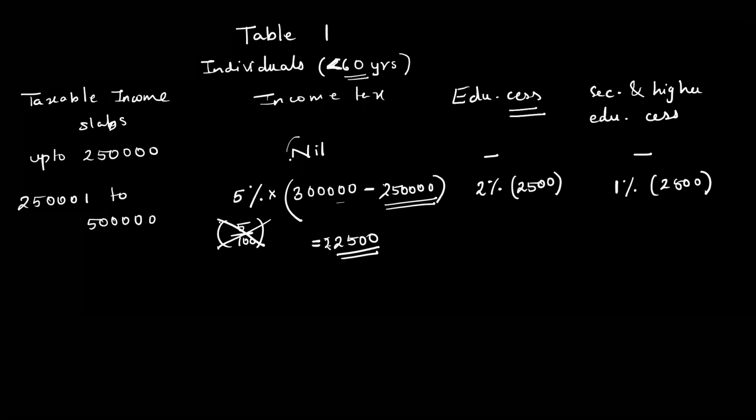Someone is asking, what do you mean by nil? Nil means zero. So zero, यहाँ पे भी nil लिखा है. Means ये सब tax zero है. Cess, as I said again, is a type of tax only.